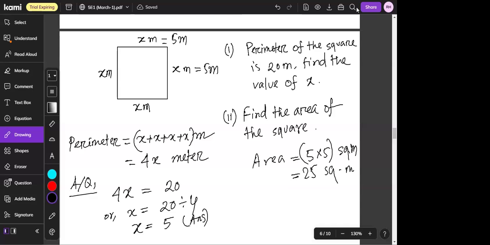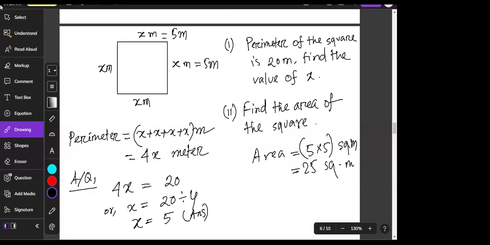This is somehow a bit critical in terms of your class level. So if you can just solve your book problems, that's okay.